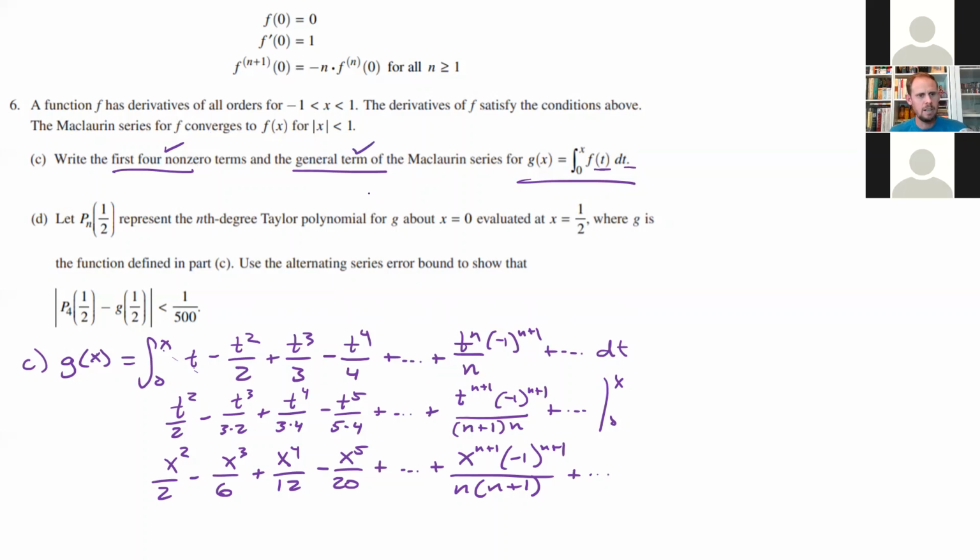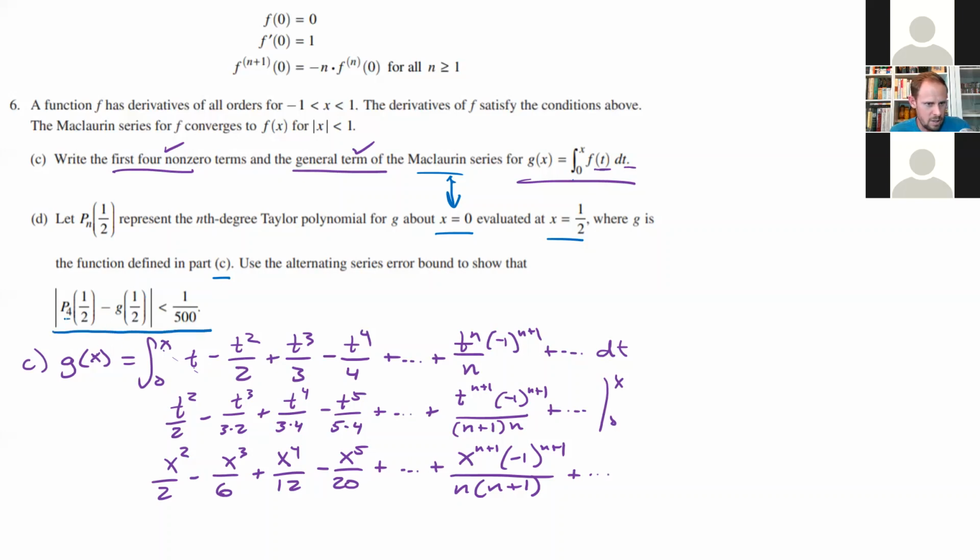Here we go. Part D. Should have really put more space here. Let p sub n of 1/2 represent the nth degree Taylor polynomial for g about x equals 0. So it is this same Maclaurin polynomial because it's x equals 0. So it's the same thing. Evaluated at x equals 1/2, where g is the function defined in part C. So g is this one. Use the alternating series error bound to show that.